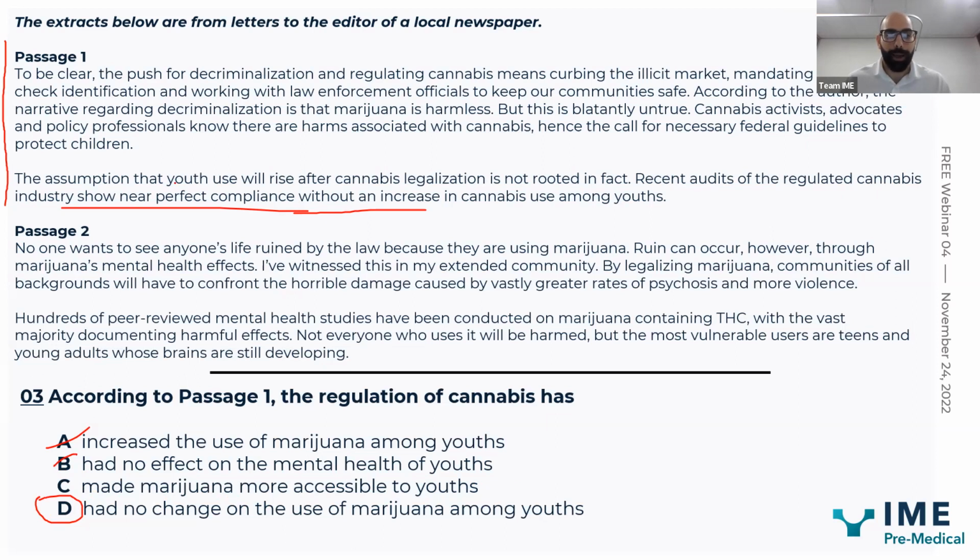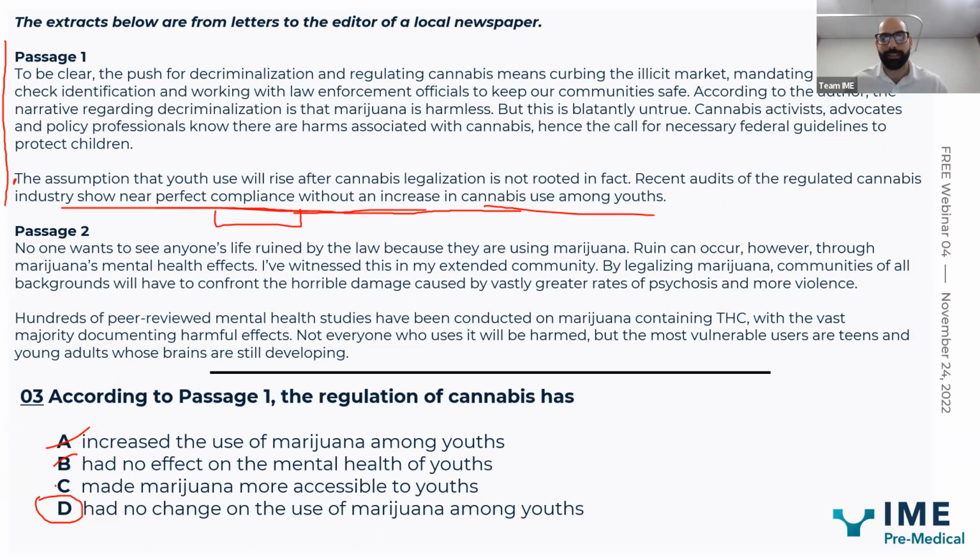Now, if you read the passage, it says here that there was perfect compliance without an increase in cannabis use among youths. So it pretty much says that they're arguing here that the use will rise after cannabis, but that's not true. You can see here in this sentence beforehand, the rise in use of cannabis hasn't actually increased. It stayed the same. So even though it's become more accessible to youths, it hasn't had a change on the use of marijuana among youths.